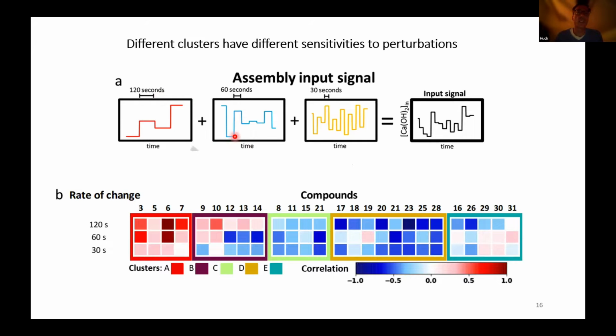You can also say, I give one input signal that is composed of 3 different time series, with 30 seconds, 60 seconds, and 120 seconds periodicity. And then I keep measuring the average output over time. What you then see is that your compounds start to cluster, and they have different correlations with different frequencies of your input signal.